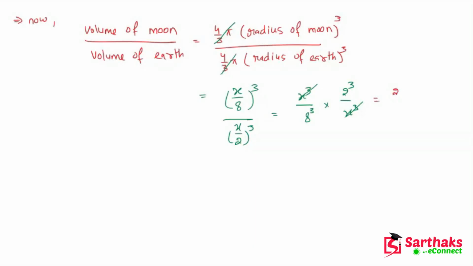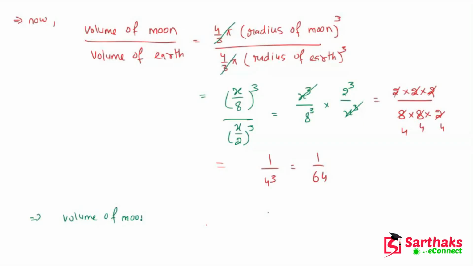So here we get 2 into 2 into 2 divided by 8 into 8 into 8. Okay, so we can divide it by 4 times. Similarly, we can divide it by 4 times. Similarly, we can divide it by 4 times. So we get 1 upon 4 cube. So this is equal to 1 upon 64. So volume of moon upon volume of earth is equal to 1 upon 64.